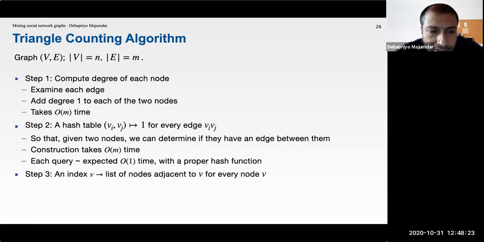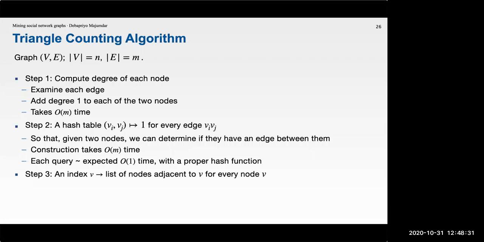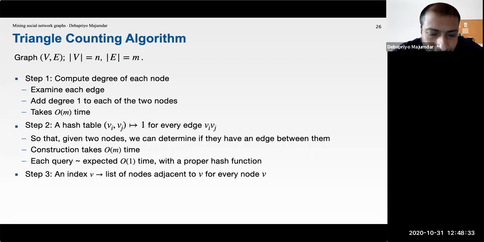Step three, we create an index from every node V to a list of adjacent nodes. This is just an index. Remember our MapReduce file index, block to files or things like that. Similar to that, this is basically an adjacency list. We form an index with that, so that given a vertex or node V, we can quickly get to the list.